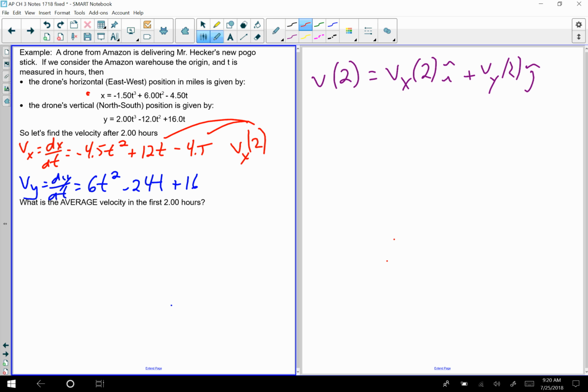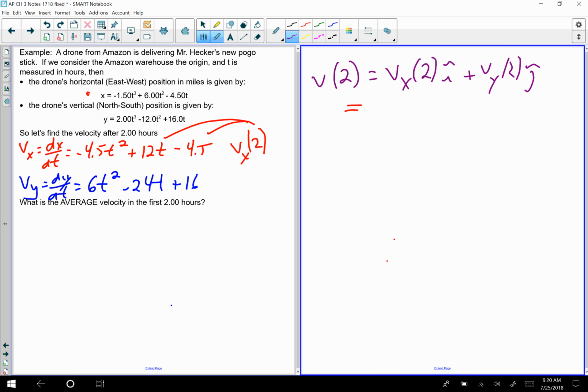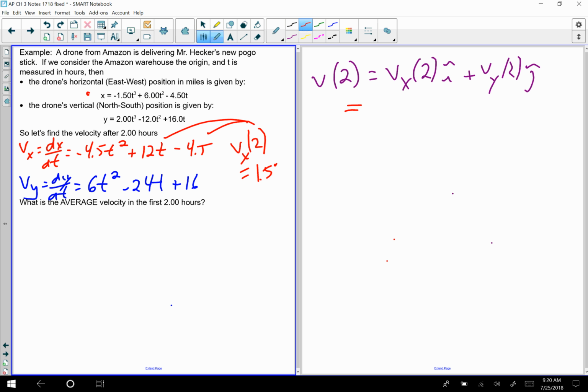All right, here we go. So the velocity after 2 hours ends up being... So that ends up being 1.5 meters per second.